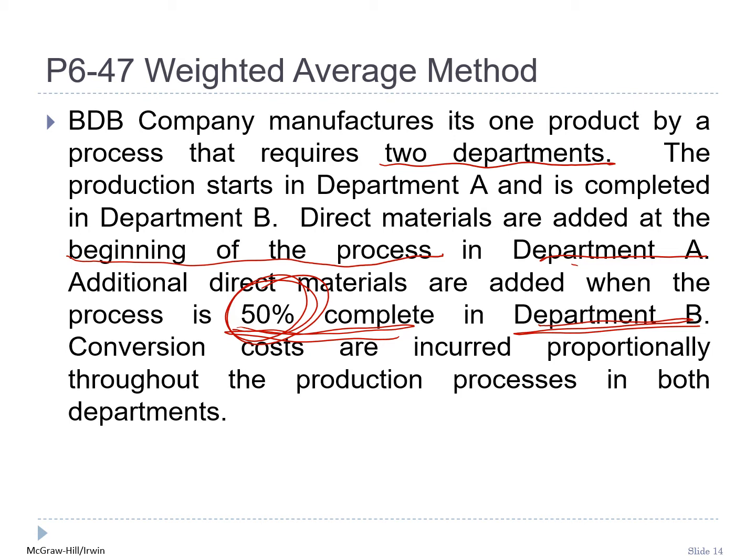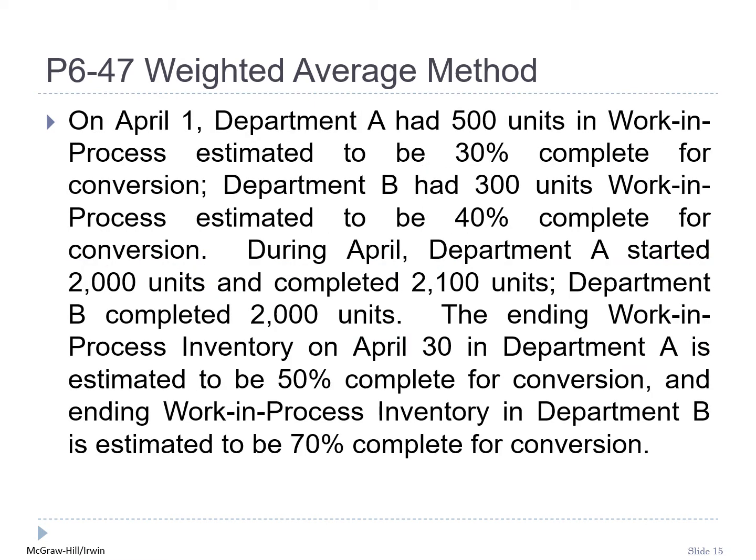Conversion costs are incurred proportionally. Ibig sabihin naka-base dun sa percentage of completion that will be provided to us throughout the production processes in both departments. Second paragraph. On April 1, Department A, so this is beginning inventory for example, Department A had 500 units in work in process. Ito yung beginning inventory natin, 500 units.